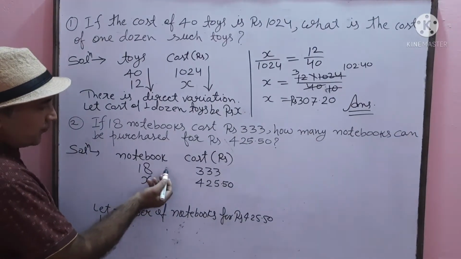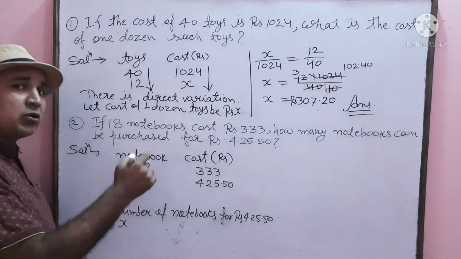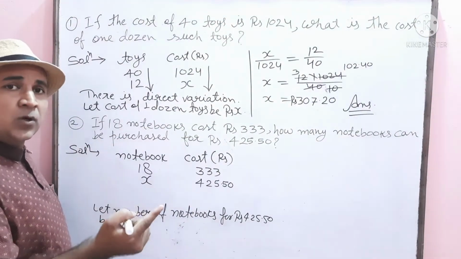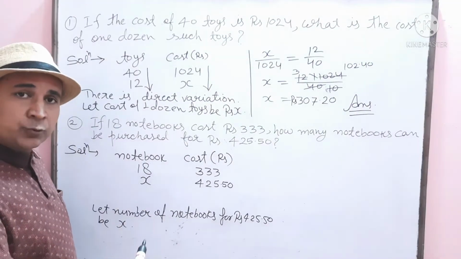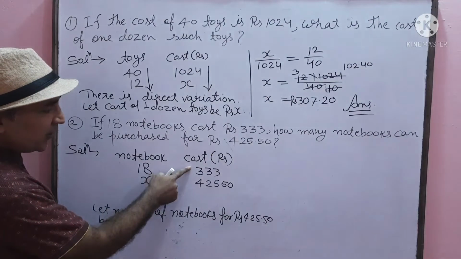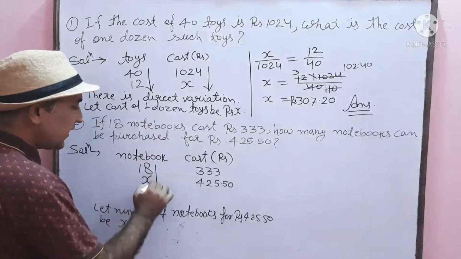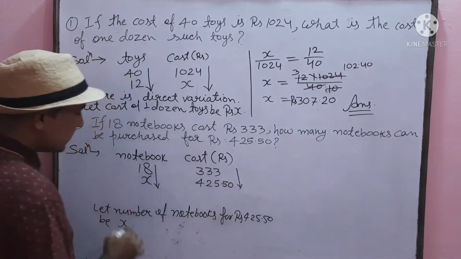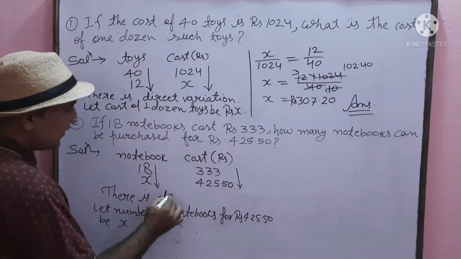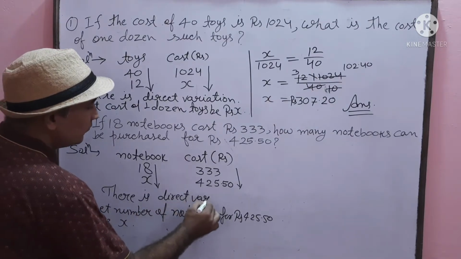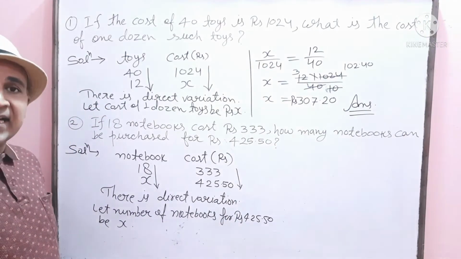You can see that cost is increasing. If cost is increasing, then notebooks should also increase, because more notebooks, more payment we have to give to the shopkeeper. It means if cost is increasing, definitely notebooks should also increase. It means again there is direct variation. Is this understood? I hope you have understood how to check direct variation.